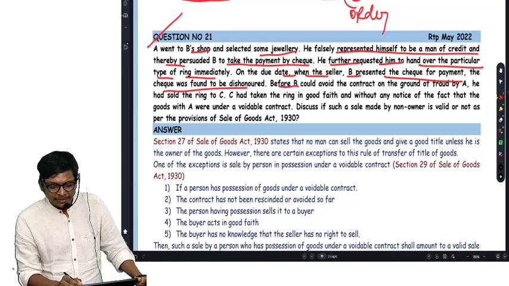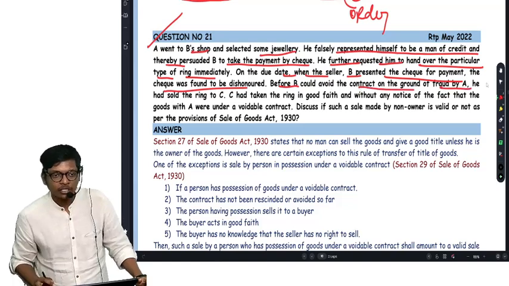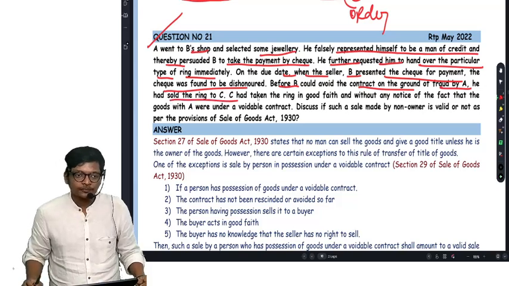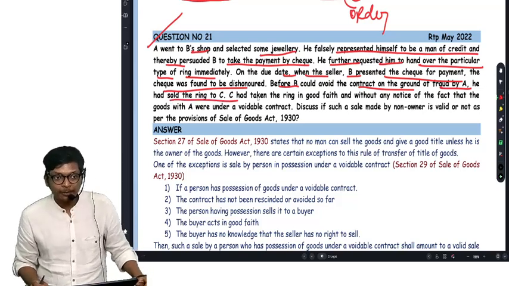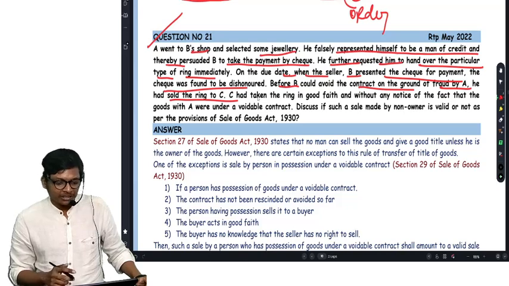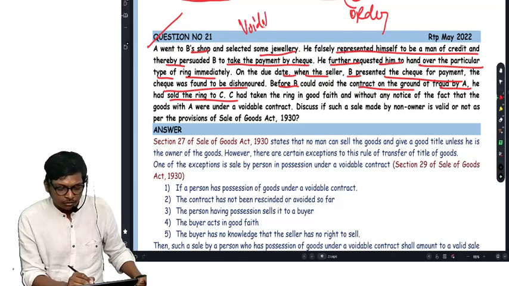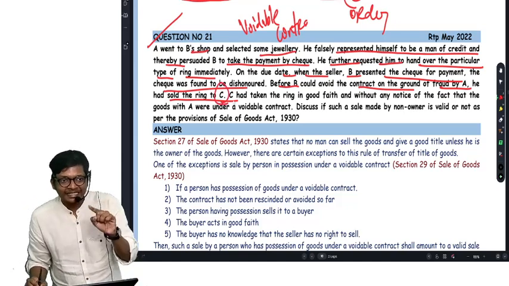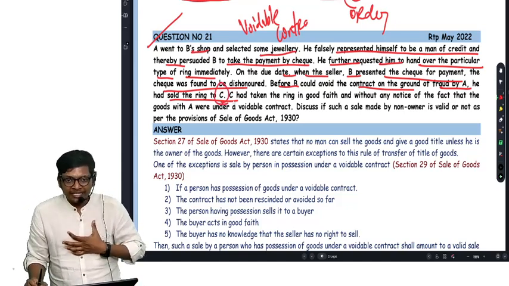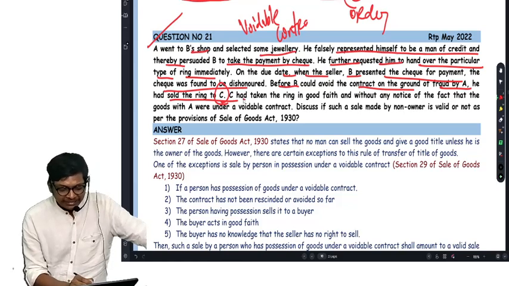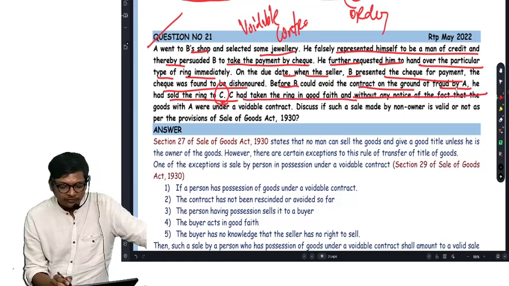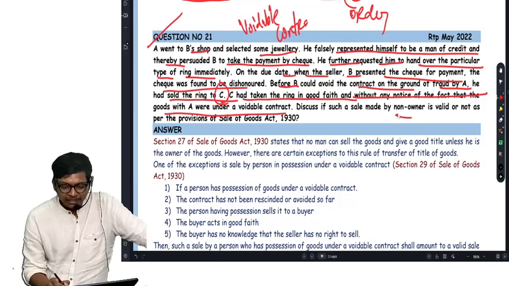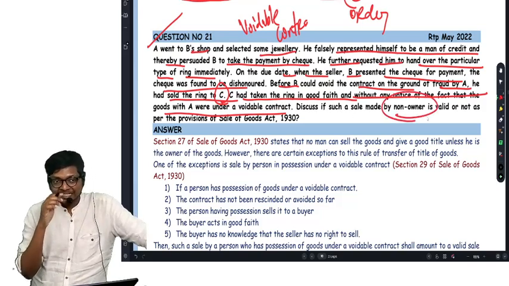But before B could avoid the contract on the ground of fraud by A, proper fraud, he sold the ring to C. Okay, sale by non-owner. Where does this come under? Sale under a voidable contract. Will C get good title? Yes. C has taken the ring in good faith without any notice of the fact that A's contract is a voidable contract. Sale made by non-owner.